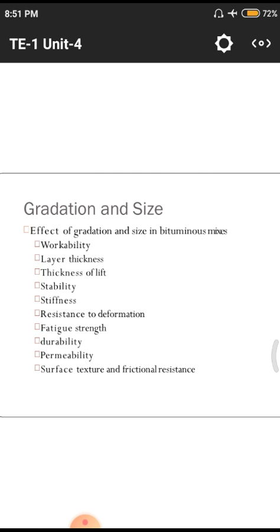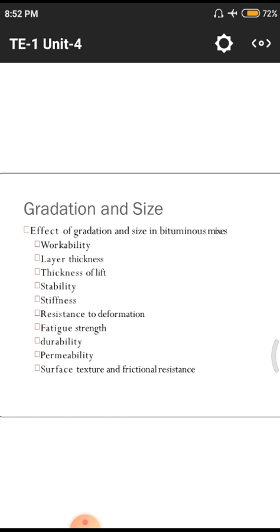First of all, the effect of gradation and size on bituminous mixes. First one is the workability. Workability means how easily we can do the work with the help of those aggregates. Normally we use different aggregates for mixing while constructing a road. If the aggregates give a better mix, it means all the aggregates will mix in a proper way without any voids or lumps or any huge amount of water dropping, all those things.